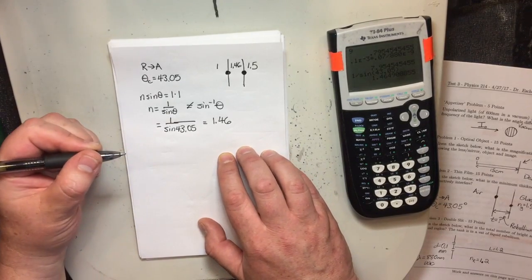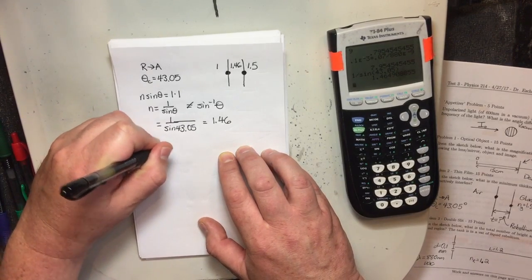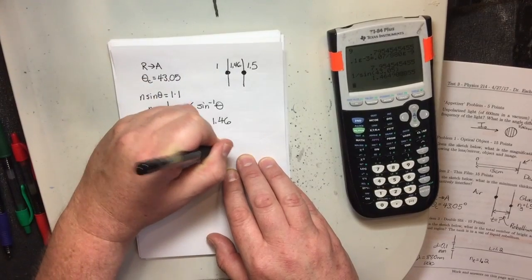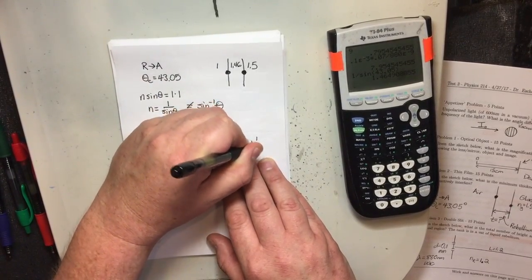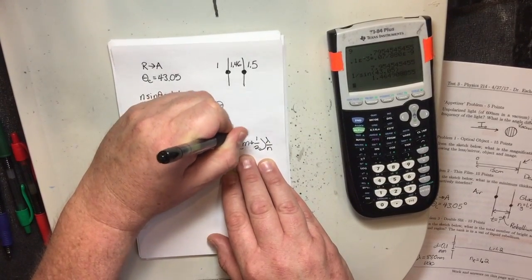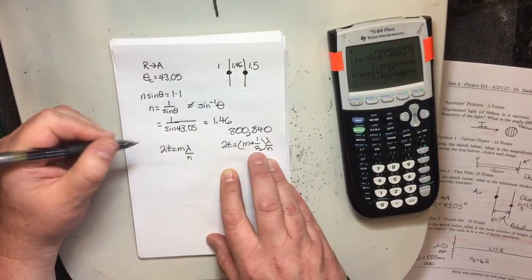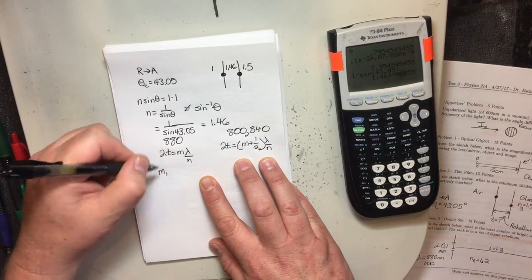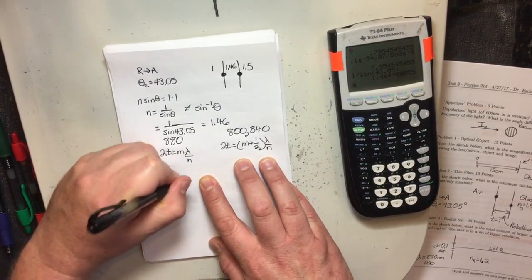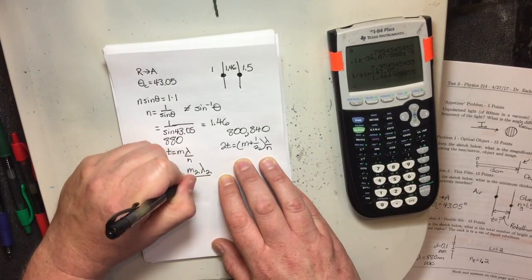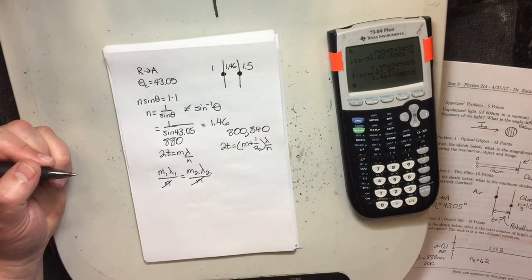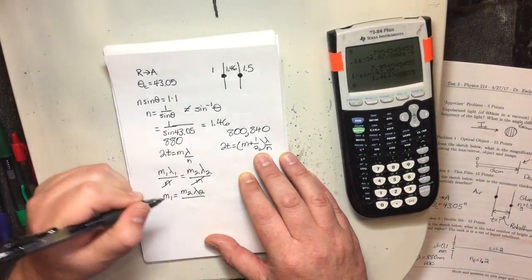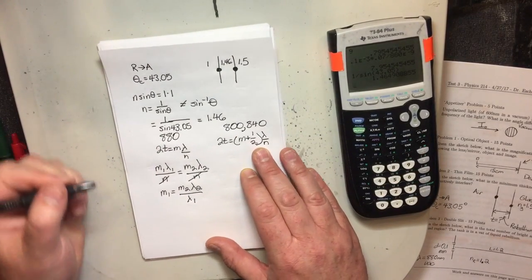In this particular case, for constructive, 2t is equal to m lambda over n. For other versions, it's 2t equals m plus 1/2 lambda over n. So for the 800 and 840 versions, you use this. For the 880 version, you use this. So what ends up happening is you set 2t equals 2t, since the thicknesses are the same. m1 lambda 1 over n is equal to m2 lambda 2 over n. The n's cancel. The n's will actually cancel in both versions. So m1 is equal to m2 lambda 2 over lambda 1.